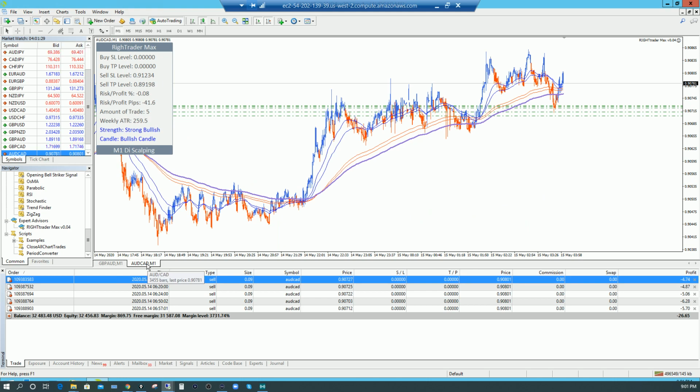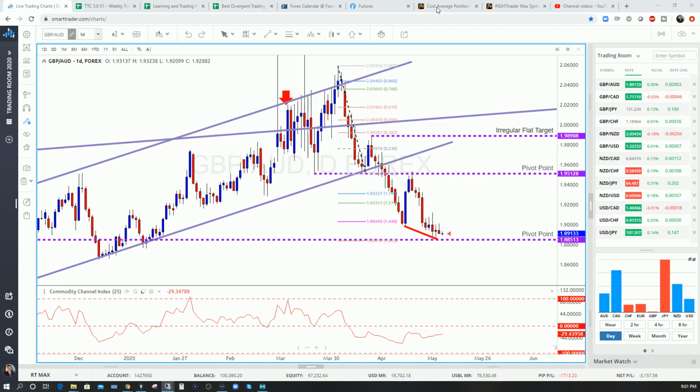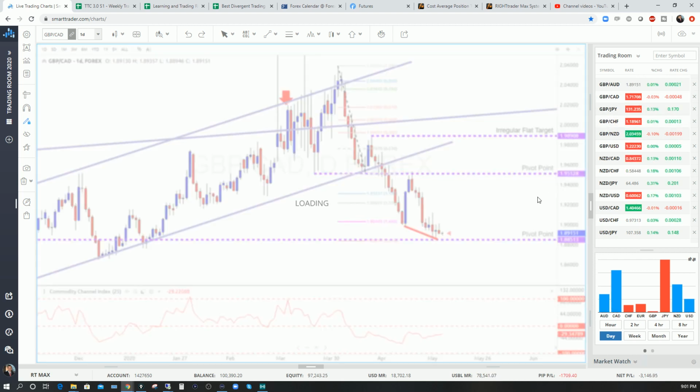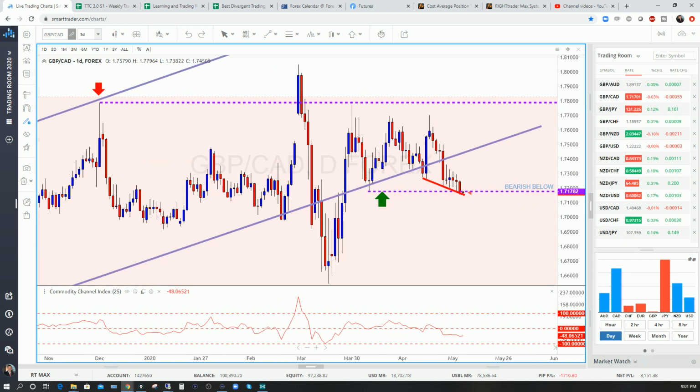I'm already in on the Aussie Canadian, and I'm currently short Aussie Canadian. I've got 5 positions in already, and I want to hold this position to the end of Friday. So I'm going to continue to trade this until the end of Friday. Let's take a look at what other options we have right here, and I'm going to take a look at pound Canadian.